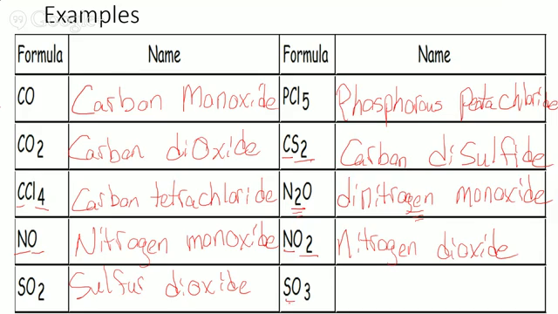Next example, we got SO3. How do we say one sulfur? You just say sulfur. How do we say three? Tri. Root of that nonmetal, ox, and end in ide. So sulfur trioxide.